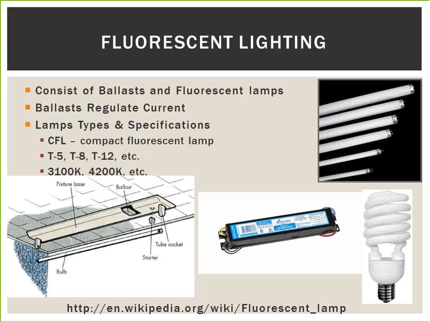Ballasts control the output of current to the individual lamps. Lamps come in various shapes and sizes with differing colors or hues. The two types of fluorescent lamps are CFLs, or compact fluorescent lamps, and tubes. Tubes use a T-number for the size in diameter and come in various lengths, typically 2, 4, or 6 feet. All fluorescents have a color rendering number designated with a K for Kelvin on the end, which determines the hues of the lamp. For additional information, please visit the link shown on the screen.